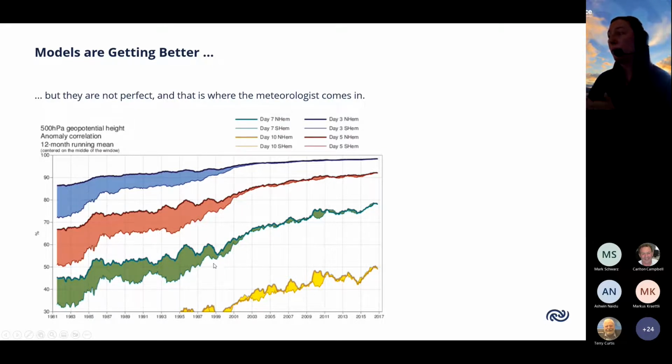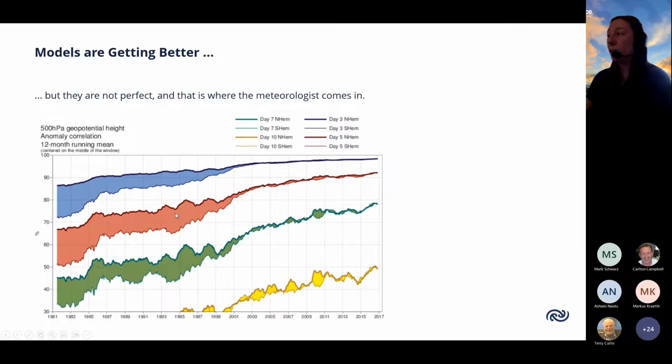The color codes refer to the days out of forecasting. So the blue is 3 days out, red is 5, green is 7, and yellow is 10. So throughout the years, we are getting better models. The models are getting better with time, but they're not perfect.